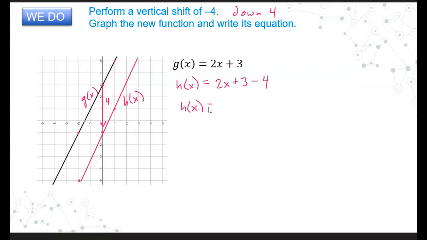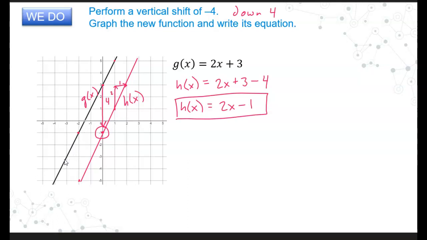We can simplify that equation to be 2x. Positive 3 minus 4 is going to be -1. 2x minus 1 is our equation. Notice that matches our graph. We have a y-intercept of -1. And our slope here is still 2. Rise of 2, run of 1.